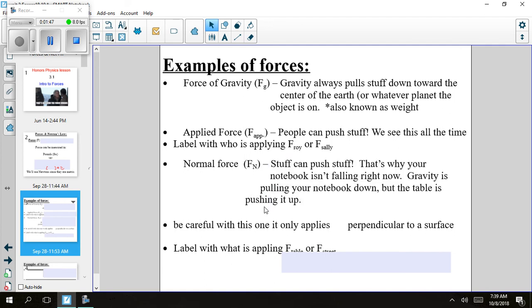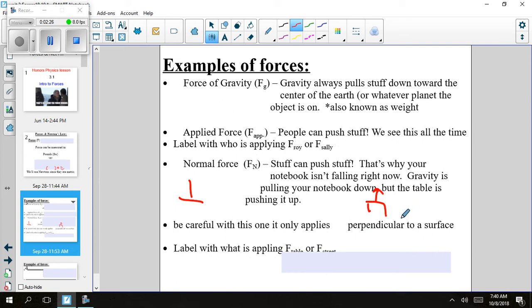Things can also push stuff. We call that normal force. And this is important to remember because it always applies perpendicular to the surface. I apologize if the slide looks a little funky. I fixed it and saved it, and yet for some reason it's not saved. Anyways, when a normal force is applied, it's always going to be perpendicular to the surface. If you have an object sitting on a table, normal force just goes straight up.